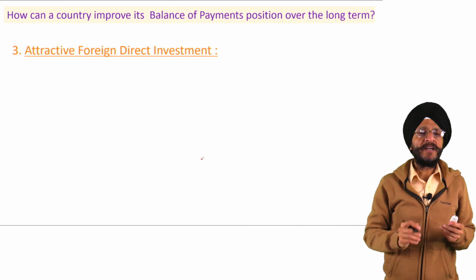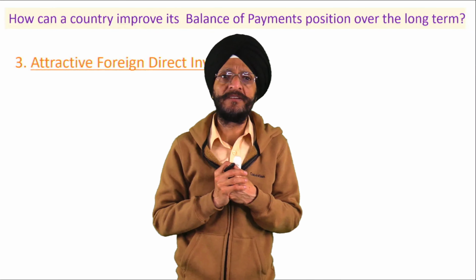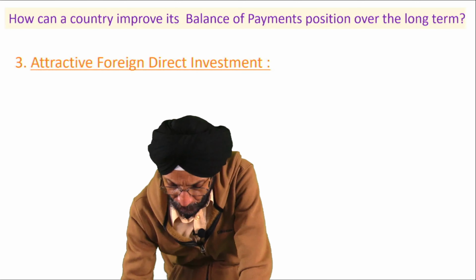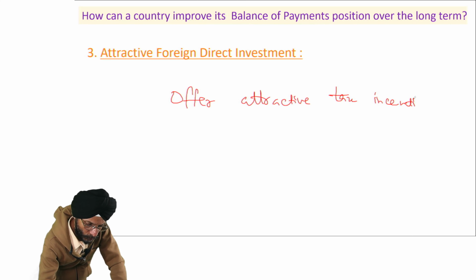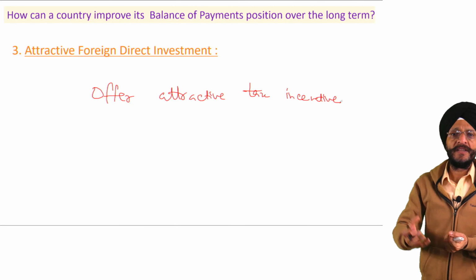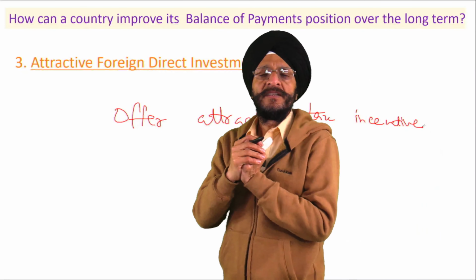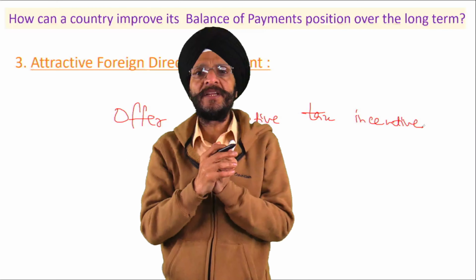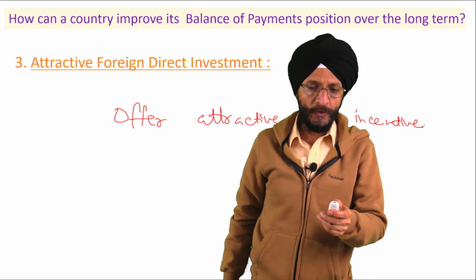Next is attracting foreign direct investment. We should take steps to attract foreign direct investment. We can offer attractive tax incentives to attract foreign investors so that they make investment in our country. If our tax incentives are attractive, then the foreign investors will bring in the foreign investment in our country. That is, the foreign exchange will flow into our country.